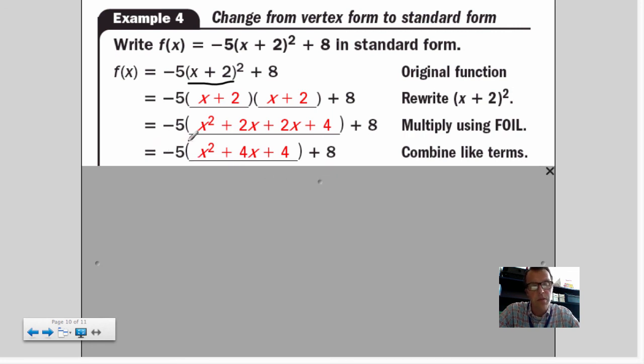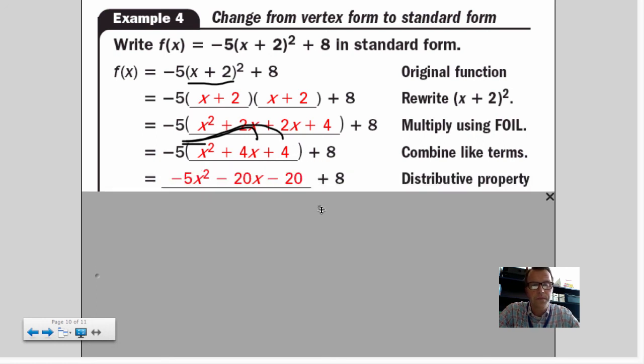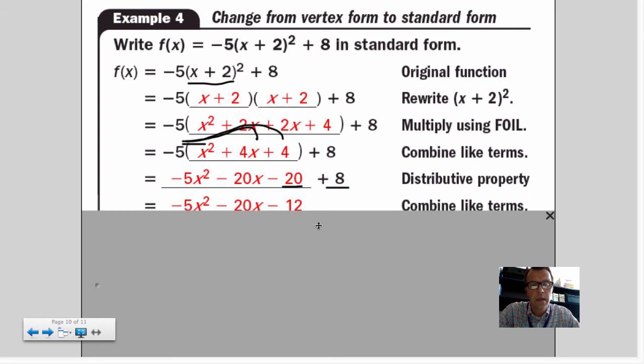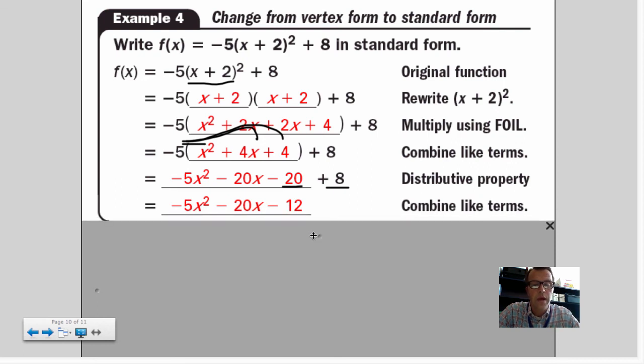Now we should distribute the 5, right? The 5 would come in and multiply against all 3 of the bracketed terms. And then you've got like terms, negative 20 plus 8. So there's quite a few lines of work here. And you've got your final answer. Again, final answer, look at that, standard form, a, b, and c. The y-intercept's clear here, negative 12, where we can't see the y-intercept when we're in vertex form.